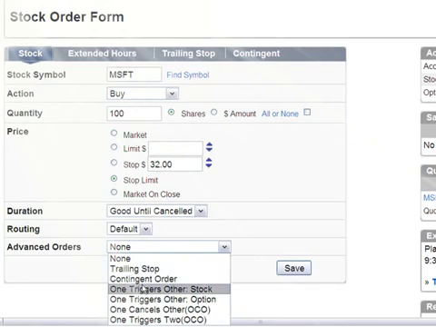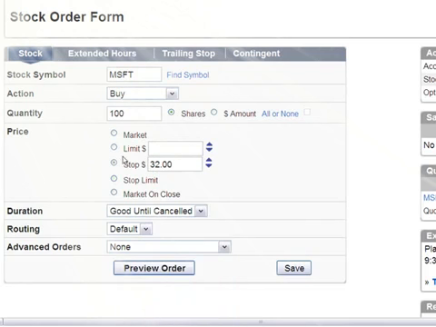The only other one I use here is probably this one, one triggers other stock. I should just say that you could use this if you want. You don't have to, but I'll explain this to you a bit later in this video. So essentially now that you've chosen your options, you're buying 100 shares of Microsoft at a stop of $32. So what you're saying is you're buying them at $32 or above. Then what you're going to do next is press this button, preview order, and once you press that, it'll take you to another page to preview your order, and then you just press submit.